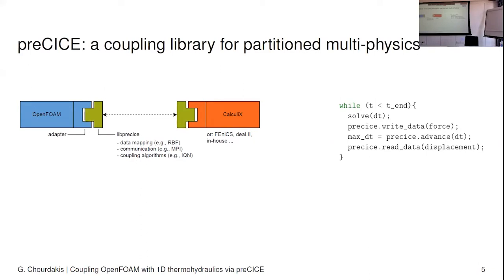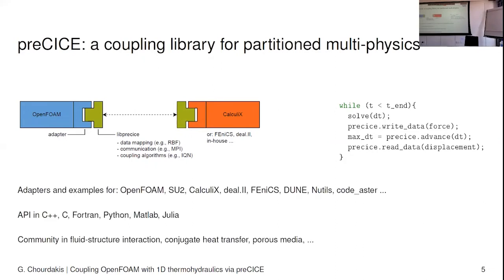So in principle, this is very simple. You just have to modify your code to add a few library calls to read and write data and call preCICE to execute these coupling algorithms. Do not change anything else in your code.